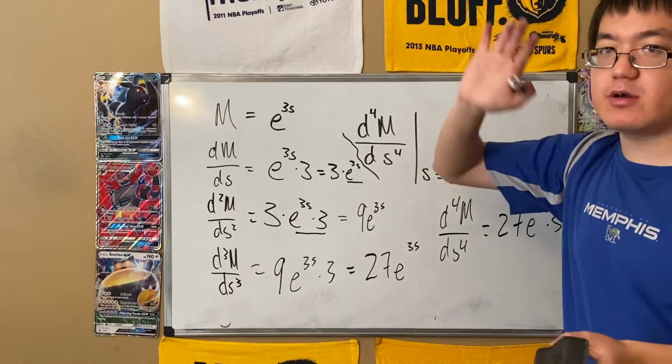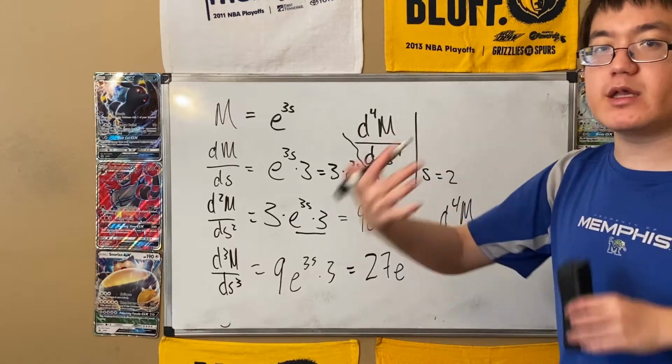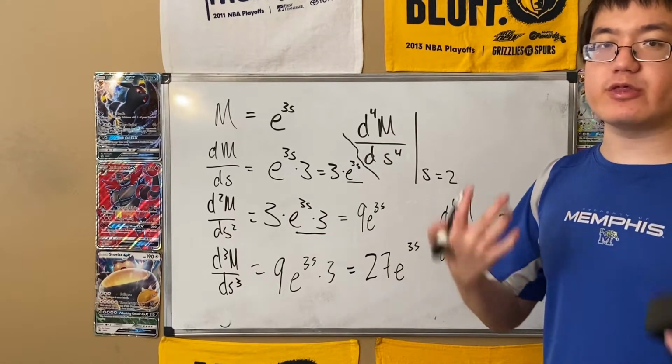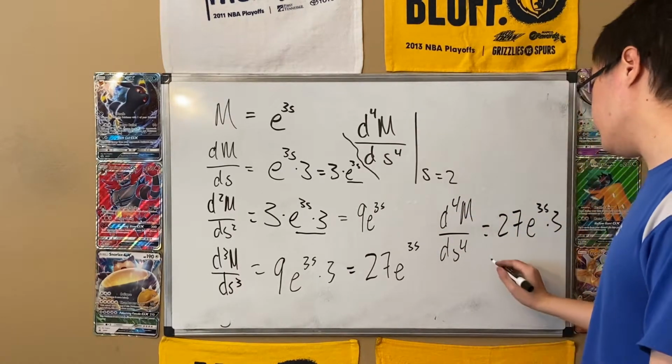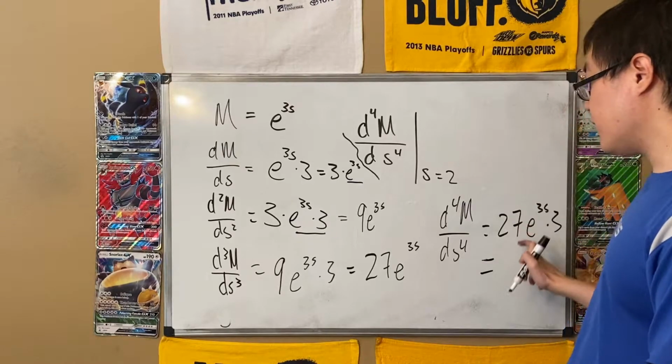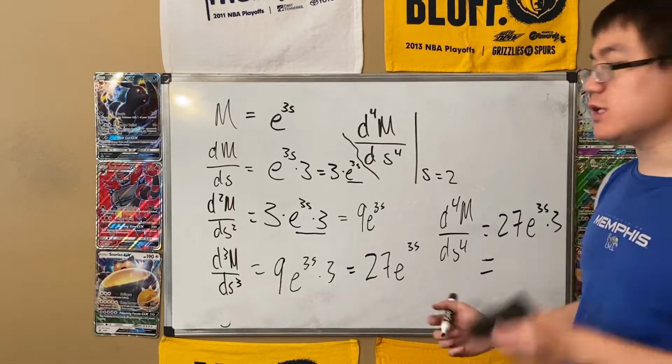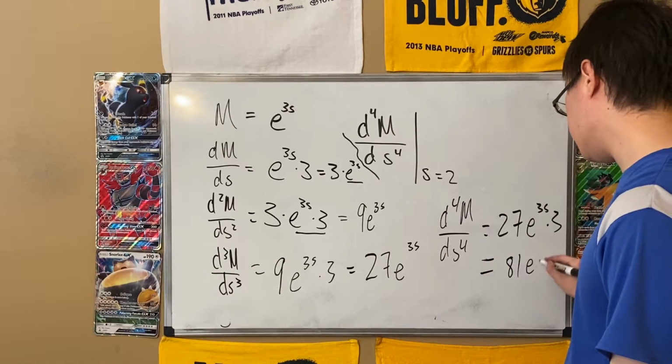Again, every single time you're going to multiply by 3 because you're still taking the derivative of e to the 3s, and 3s has an inside function of 3, and that's what the chain rule tells me to do. And I never not listen to the chain rule. Finally, what's 27 times 3? That's 81. So we have 81 e to the 3s.